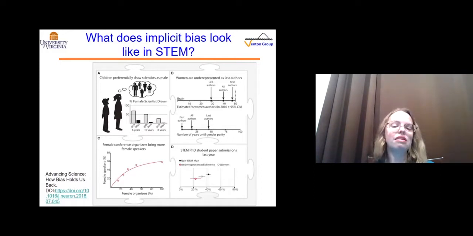At 10, almost no boy draws a female scientist, and about half the girls do. And by 16, almost everyone, if you ask them to draw a scientist, draws a male. So it's pretty depressing, right? The kids over time get this idea that all of the scientists are male. There are ways to combat this, though, which is to actually know a female scientist.